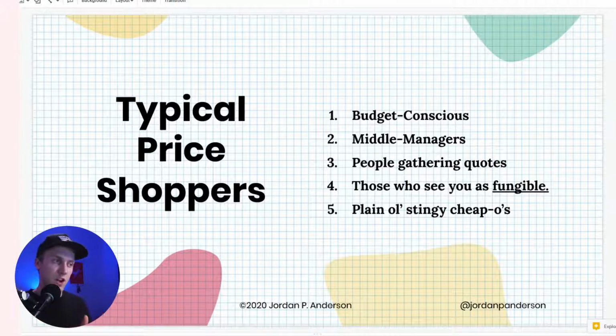Those types of people just care about the price. Number 4 is a more general thing, though we're going to talk about this later: those who see you as fungible. And what is fungible? Fungible is just an economic term, meaning, are you interchangeable?